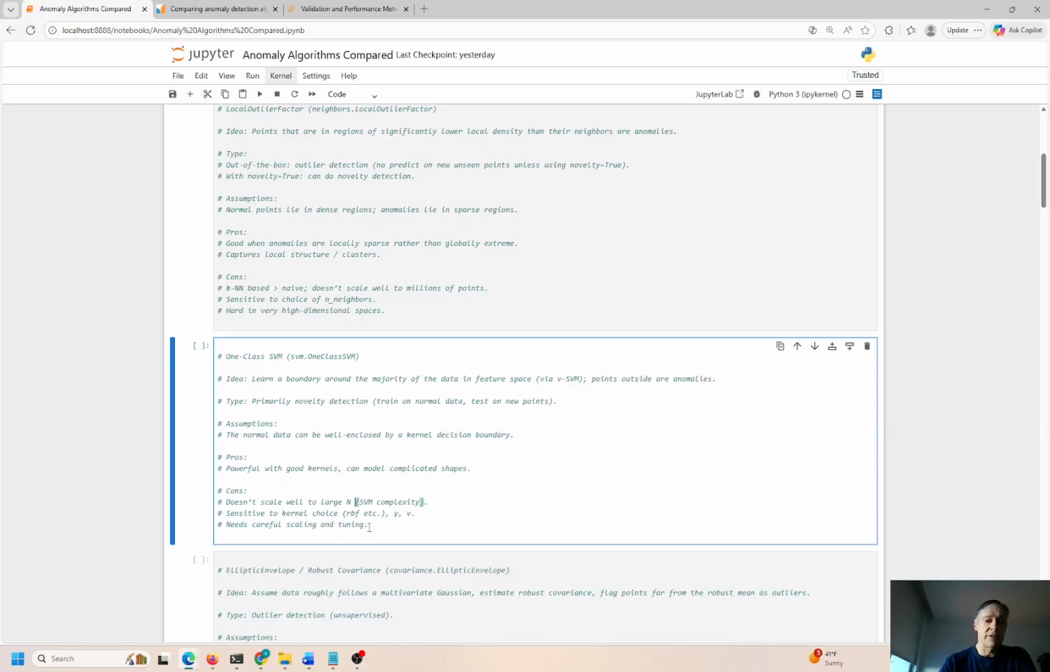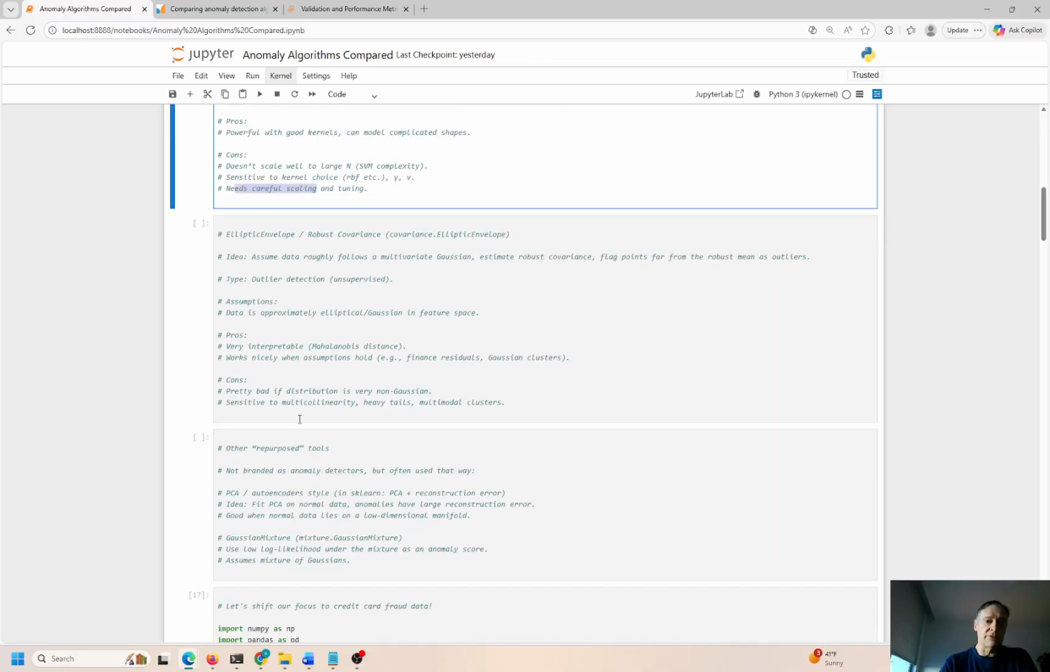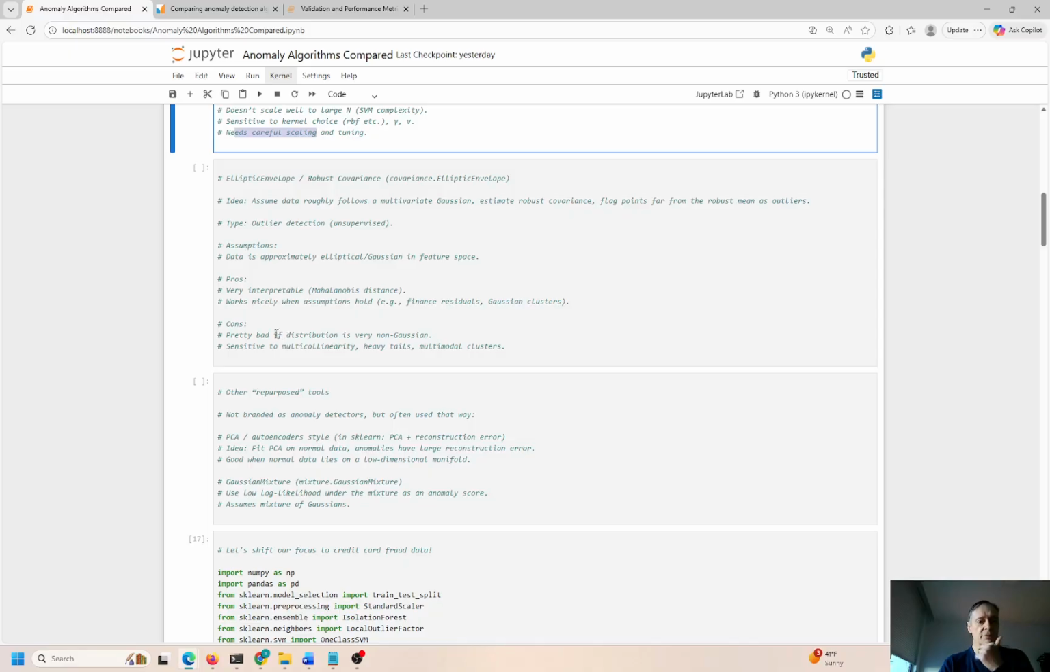Sensitive to the kernel choice. Okay, so that's where you begin, almost like a random choice where you begin upper left, upper right, lower left, lower right. So it's sensitive to things like that and needs careful scaling and tuning. Okay, so that is basically what we're going to look at here. We're going to compare and contrast these three types of algorithms and see how they shake out relative to their peers.